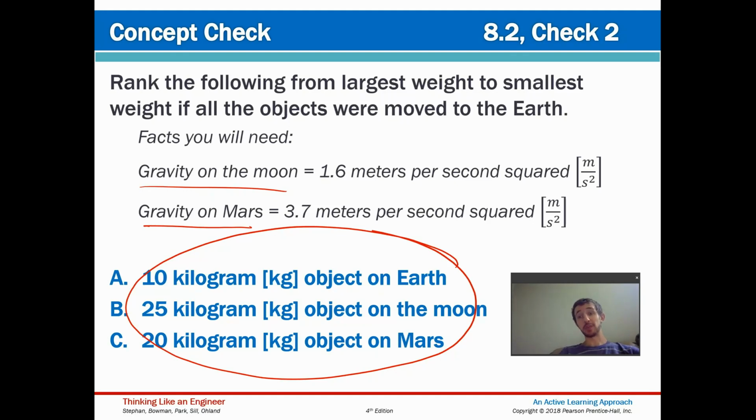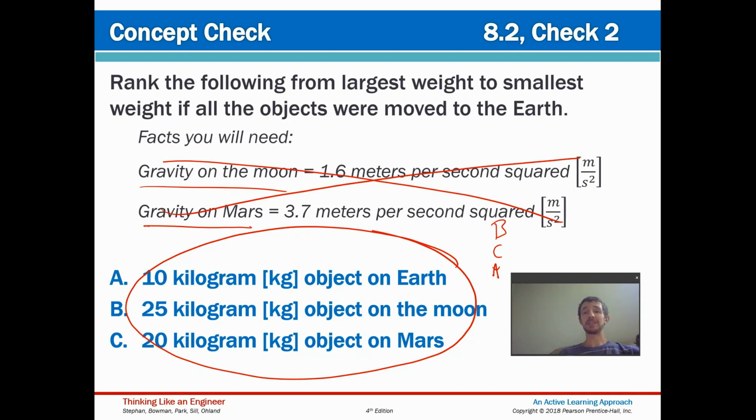I'm going to stare at you for a moment while I want you to think about this. Can you do this? You can. And the answers, from largest to smallest, are B, C, A. How do I know that? It's a trick question. You don't actually need to know this. This is extraneous information. You don't even need to know what the gravity on Earth is.